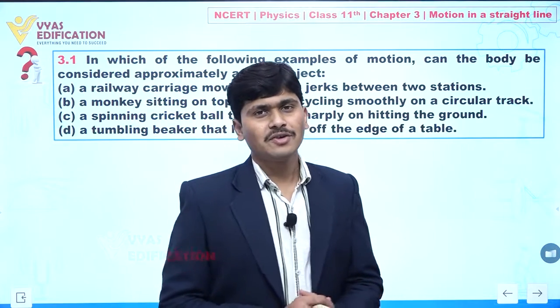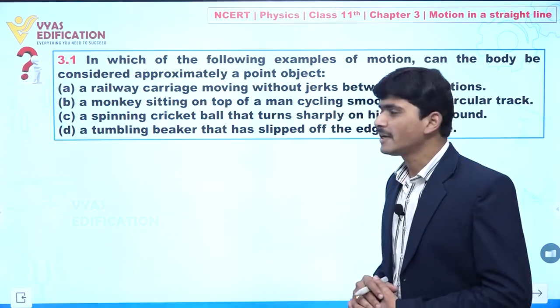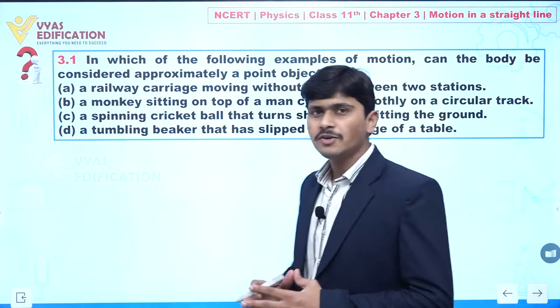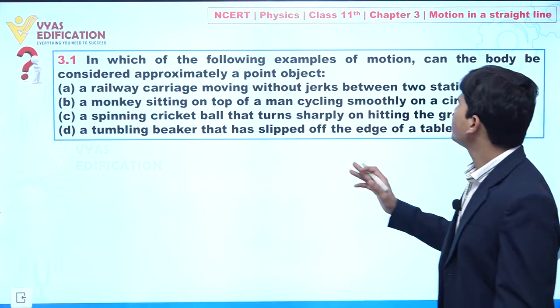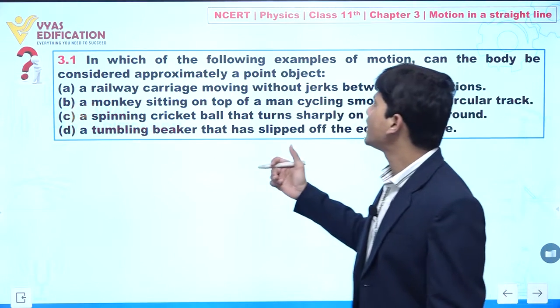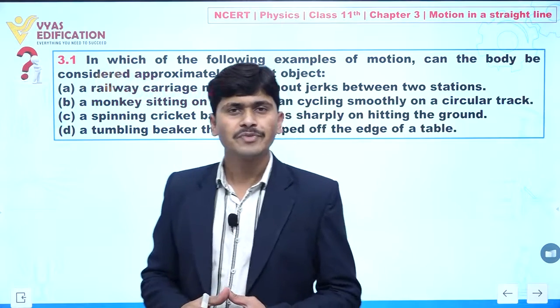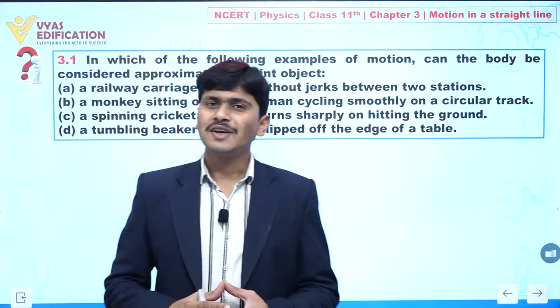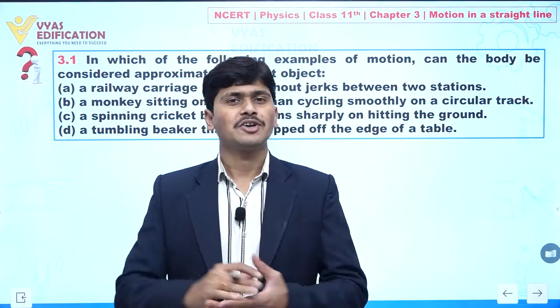So now dear student, we are going to discuss question number 3.1, and in this question it is given to you, in which of the following examples of motion can the body be considered approximately a point object? Clear? So first of all, let us try to understand what is a point object.